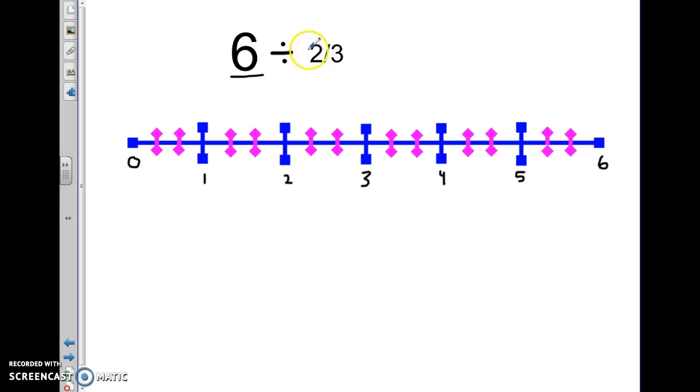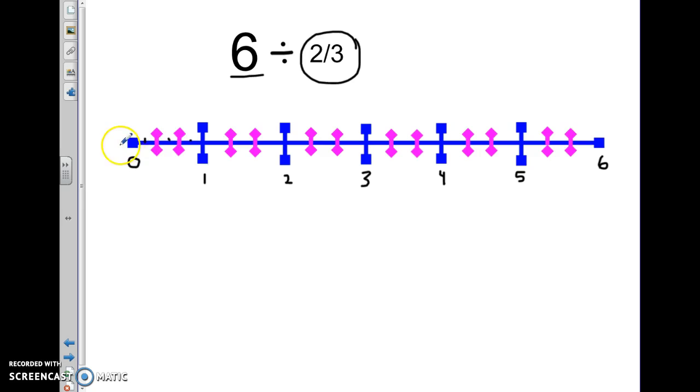And then I know that my divisor is 2/3, so I took each one of these sections, 0 to 1, 1 to 2, and I broke them up into thirds, right? You can see I've got 1, 2, 3 sections here, right? So this is broken up into thirds, this one's broken up into thirds, and so forth all the way to 6. But I don't want to know how many little sections of 1/3 there are. I want to know how many groups of 2/3 there are in 6.